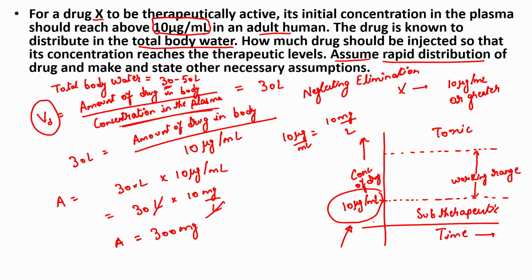Obviously, in a real scenario we will have to inject a lot more than this, because there will be elimination as well, and we want to be above this, not at this. So, 300 milligram is the bare minimum that we will have to inject for the drug to be actually therapeutically active. Obviously, if we would have assumed the total body water to be 50 liter, this would have just turned into 50 liter multiplied by 10 mg per liter, giving us a value of 500 milligram.